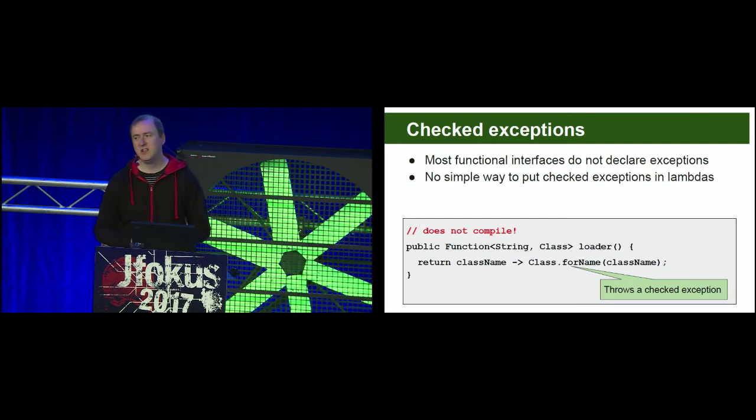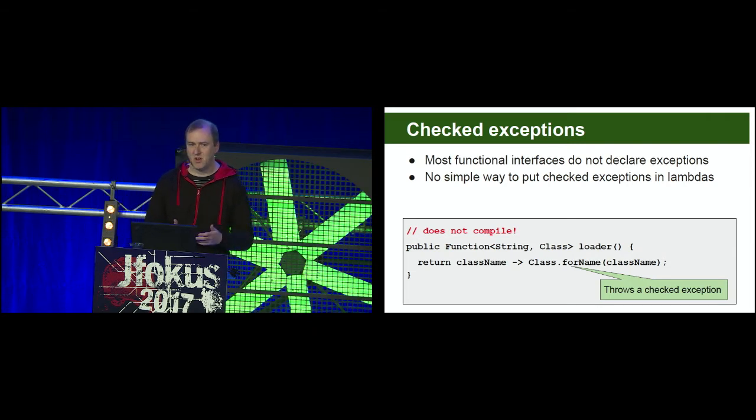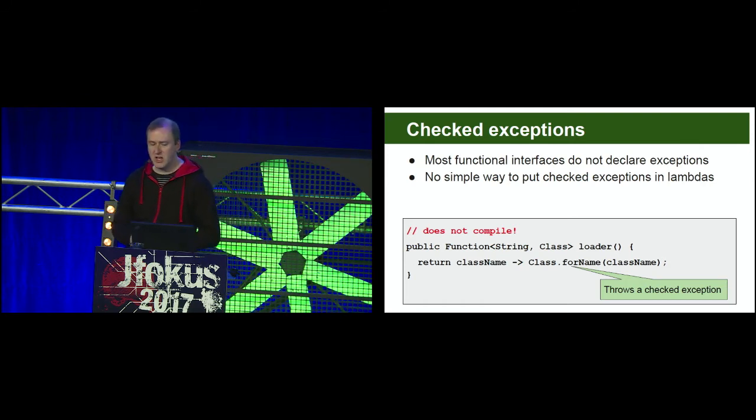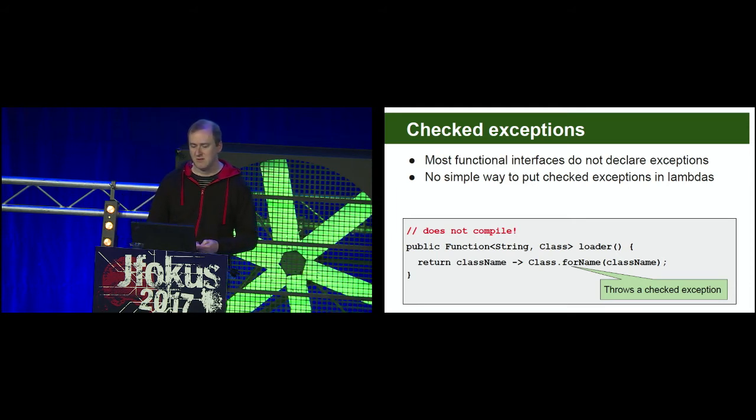So all these new functional interfaces have been added. They don't declare exceptions. They don't declare checked exceptions. So obviously, if the code within the lambda throws a runtime exception, that's fine. It'll just flow up as per normal. But if it throws a checked exception, as in that bottom case there, Class.forName, that won't compile. Because we're trying to declare a lambda that's matched to the function interface. Function interface doesn't throw ClassNotFoundException or any kind of checked exception. So that simply doesn't compile.